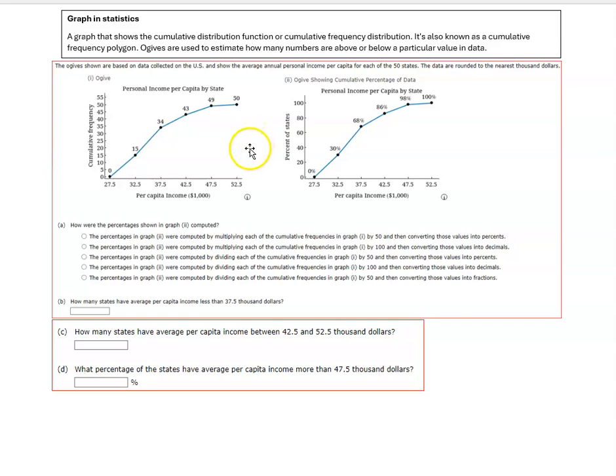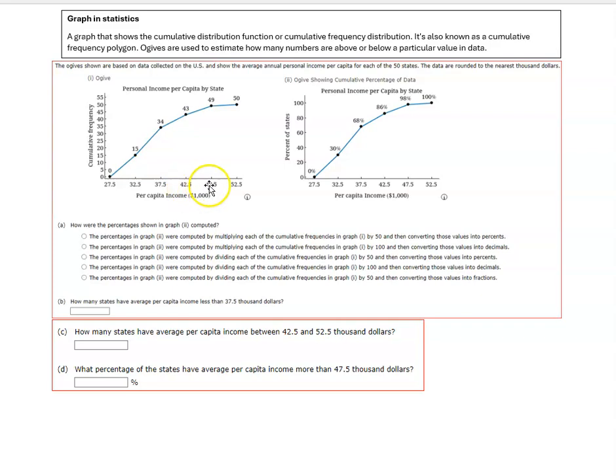So if you figure something out and you get 1,032, you would round that to $1,000. That's what that means. So as we move closer here, per capita, there are 0 states with $27.5 thousand per capita. As we move to 32.5, there's 15. As we move to 37.5, there's 34.